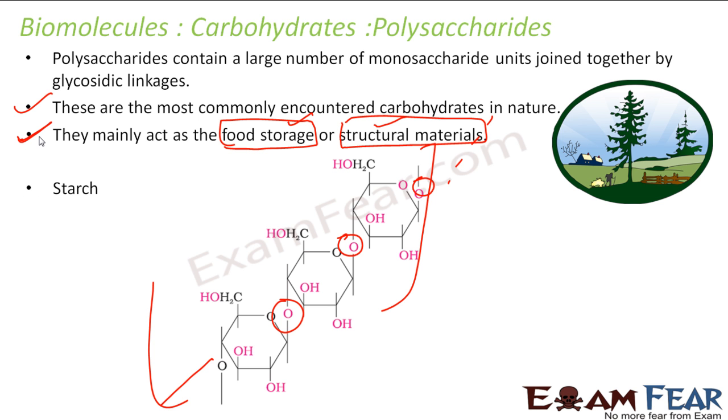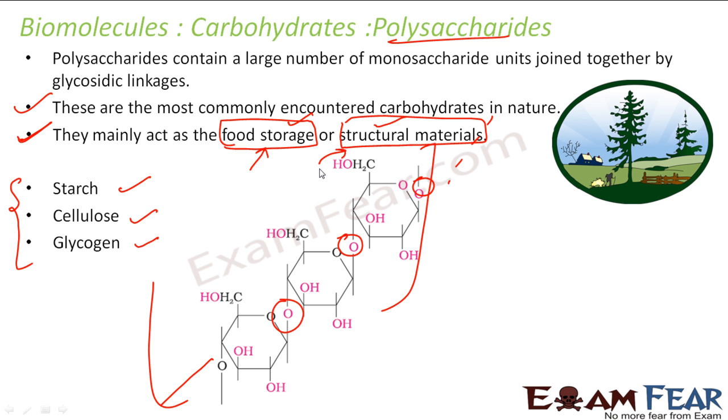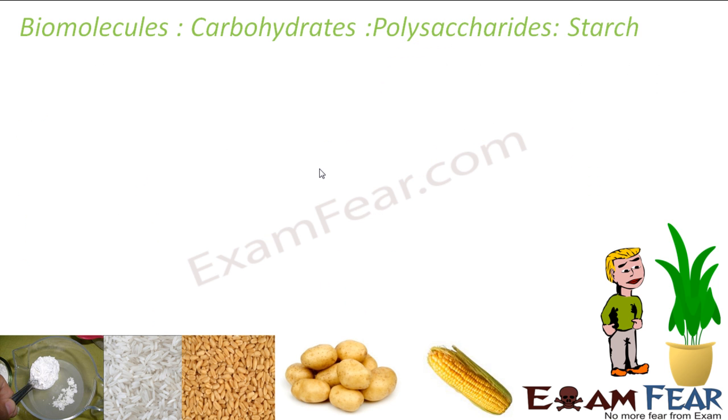So the main ones are starch, cellulose and glycogen. We'll talk about these three polysaccharides. These are all polysaccharides: starch, cellulose and glycogen. Once we study these, you will understand why polysaccharides are generally for food storage and structural material. So let's talk about starch.